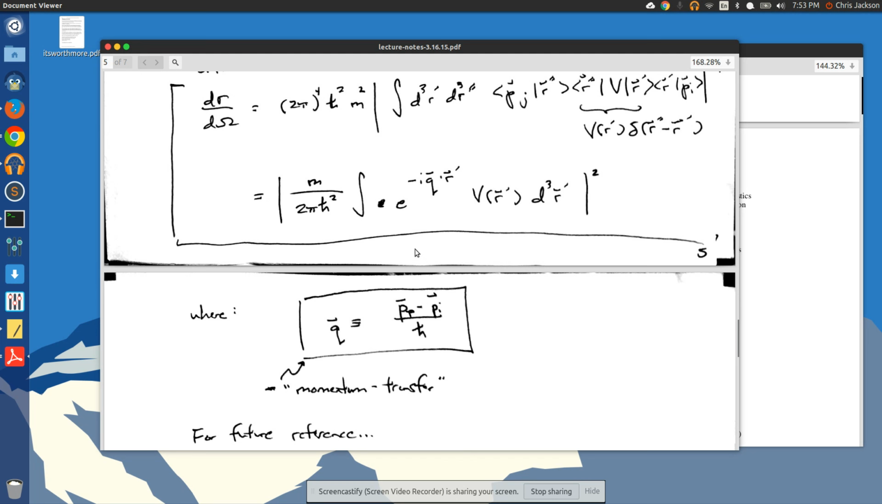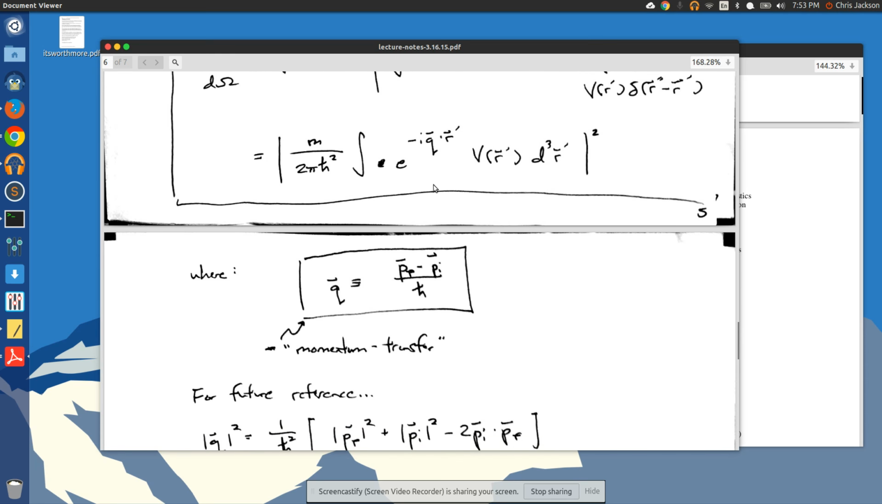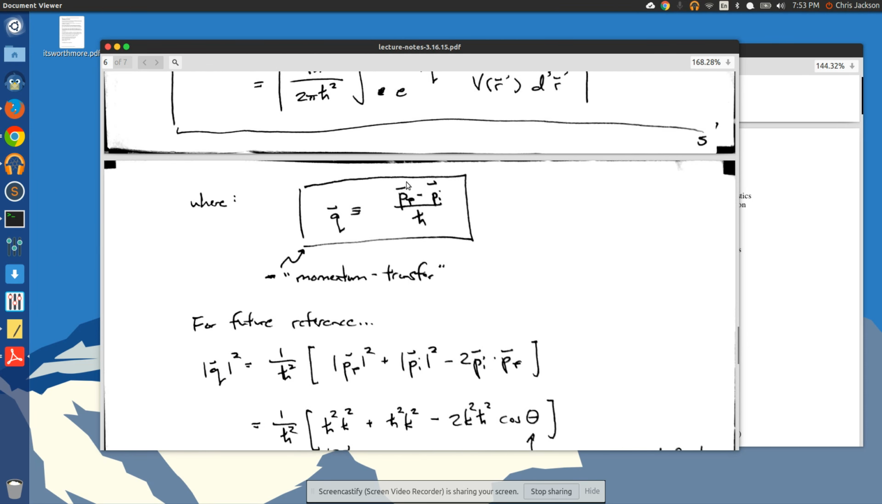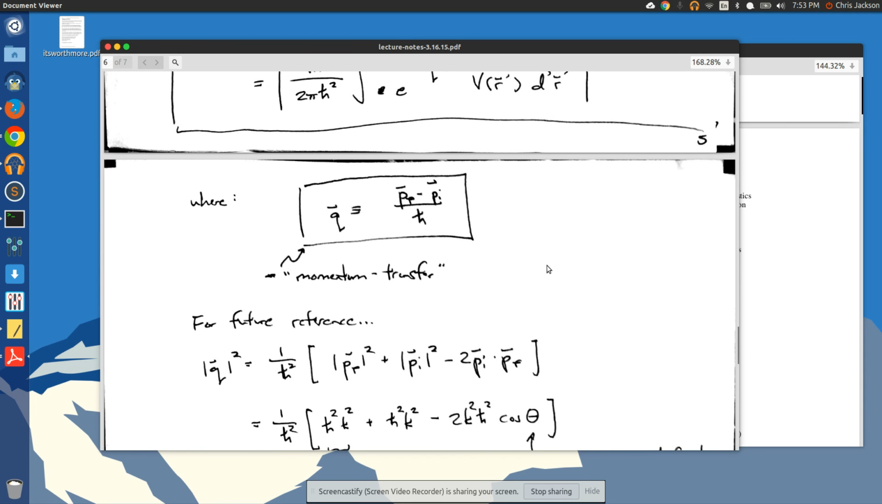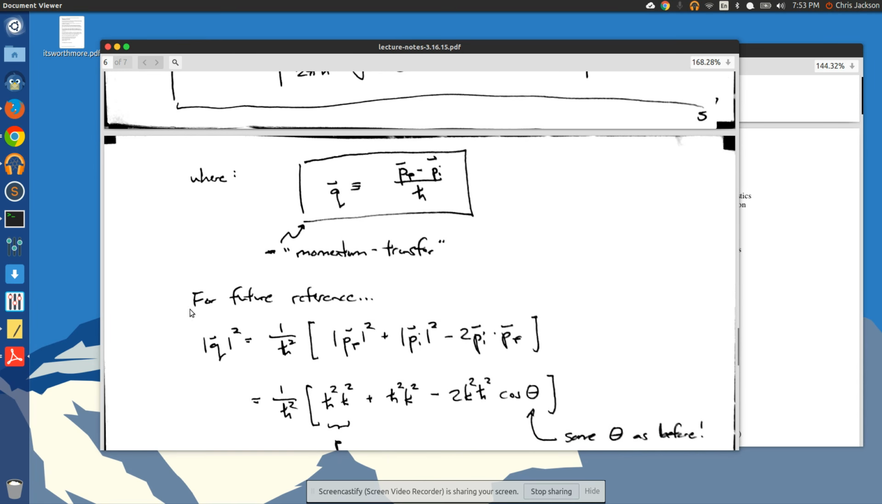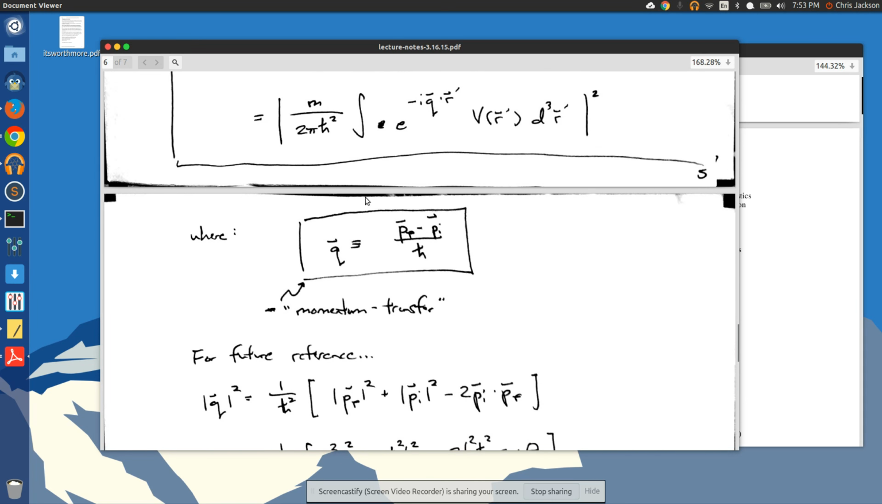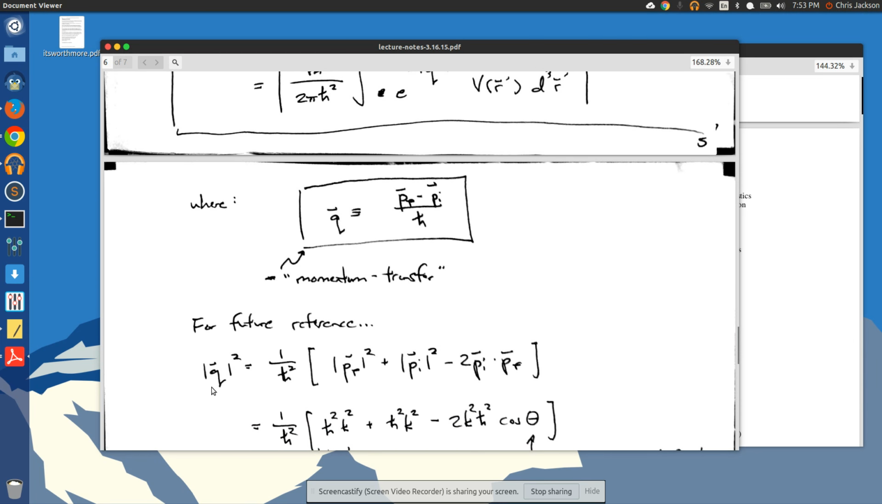Okay, and that's just introduced there to make it more concise. We can actually compute this thing, and it comes in handy, so I'll go ahead and do it. We can compute the momentum transfer, and the way you do it is you consider the momentum transferred squared, because it's a scalar.